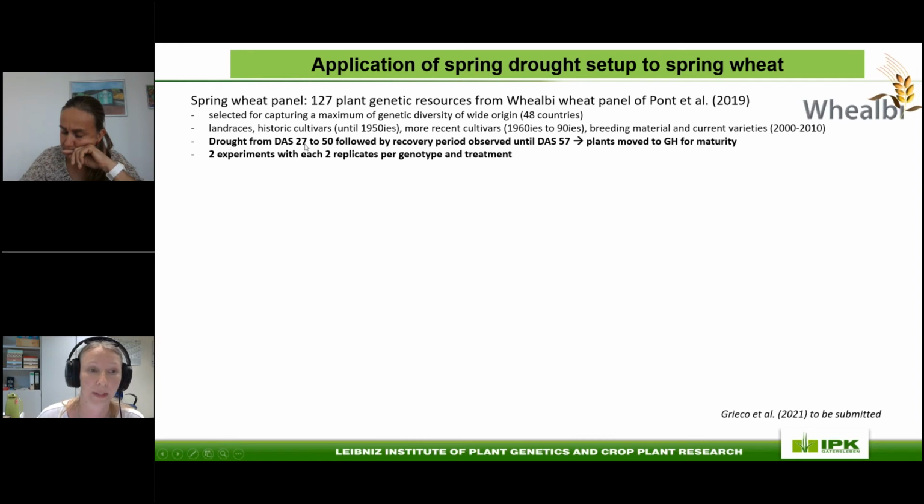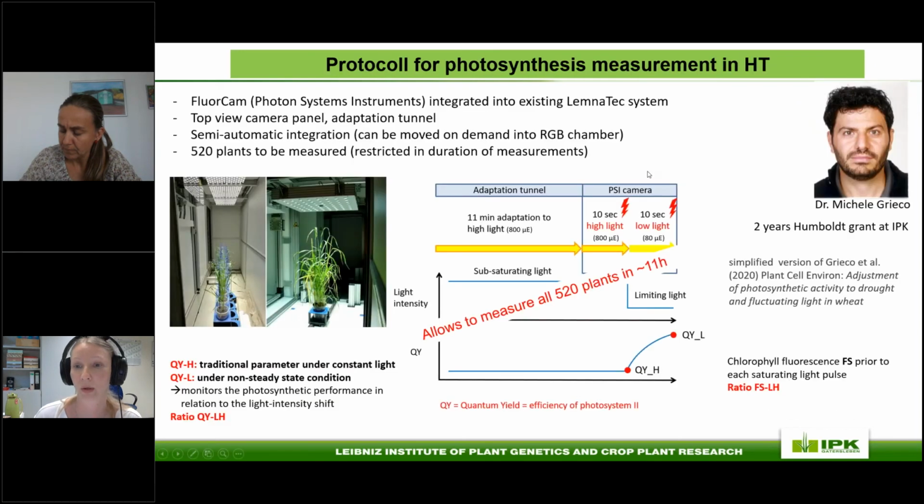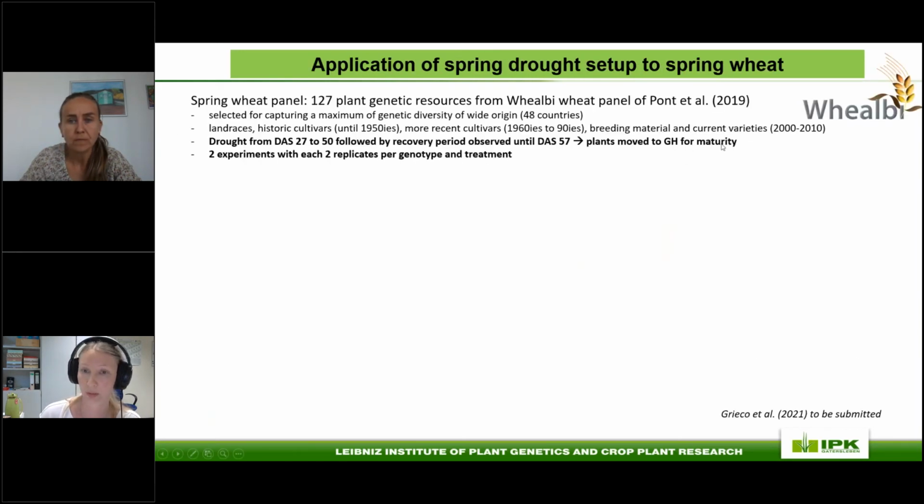And we adapted the protocol from barley by having a drought period that is a bit longer than in barley, and that is then followed by a 1-week recovery period, which is observed on the system. And then the plants were moved to another greenhouse chamber, to grow to maturity, because here we also wanted to look at the effect of the spring drought treatment on the yield components. As said before, based on the barley data, we could plan here 2 experiments and 2 replicates per genotype and treatment, and that was sufficient to have a high heritability of most of the traits.